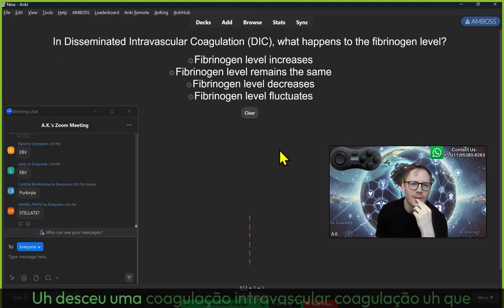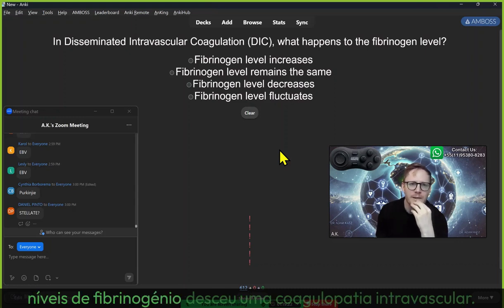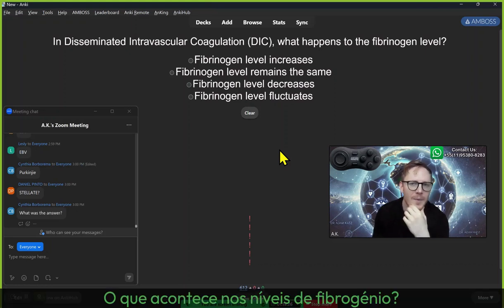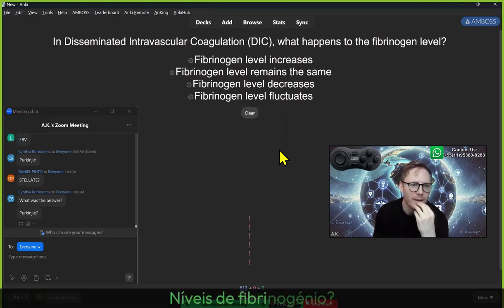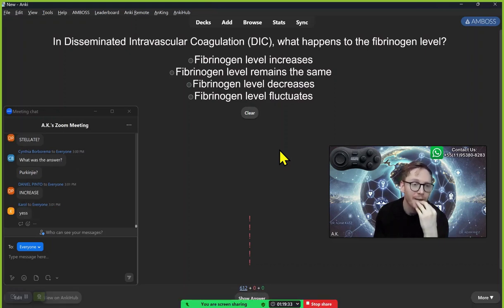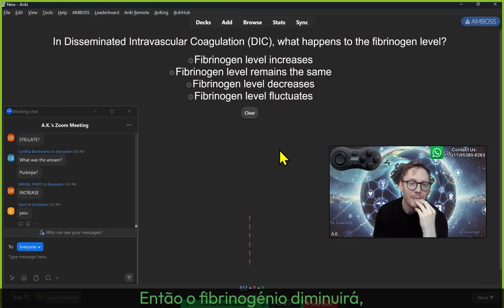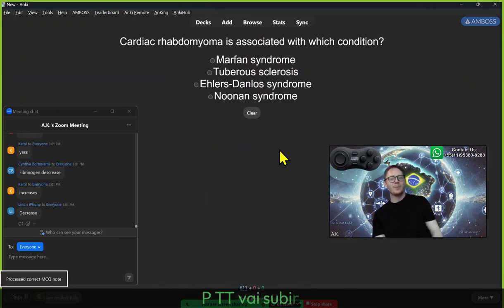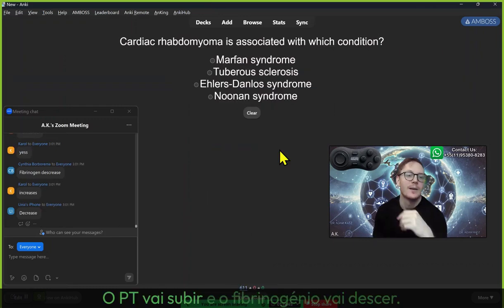They're so good. Disseminated intravascular coagulation: what happens to the fibrinogen levels? Yeah, the answer was Purkinje, by the way. You got it right. So fibrinogen will go down, I think. Yeah, so you're losing fibrinogen. PTT will go up, PT will go up, but fibrinogen will go down.